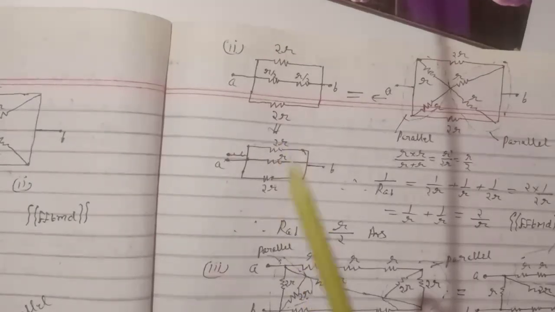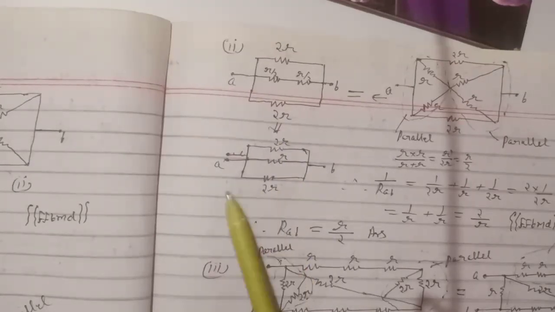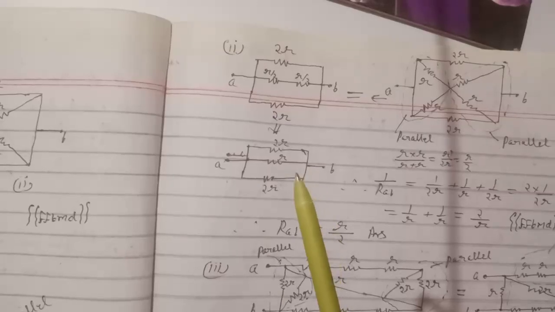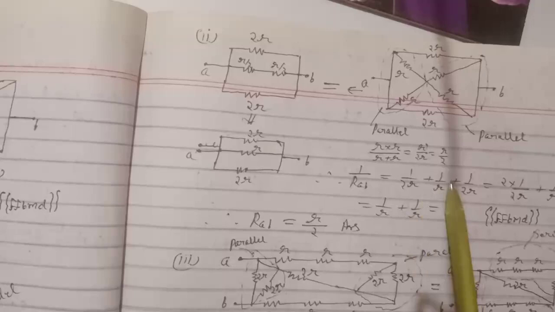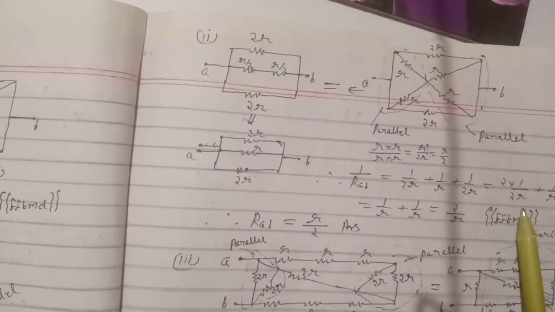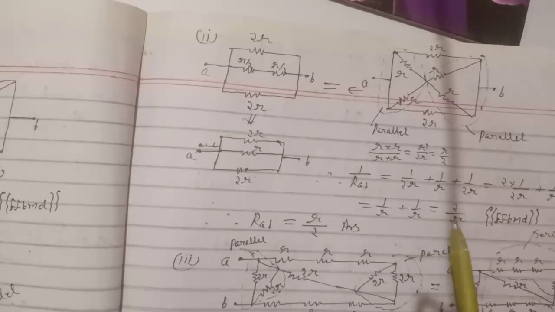Now these three are in parallel grouping, so for RAB we can use the formula: 1 by RAB equals 1 by 2R plus 1 by 2R plus 1 by R, or 2 into 1 by 2R plus 1 by R. Solving, 1 by R plus 1 by R, that is 2 by R, so RAB will be R by 2, the answer.